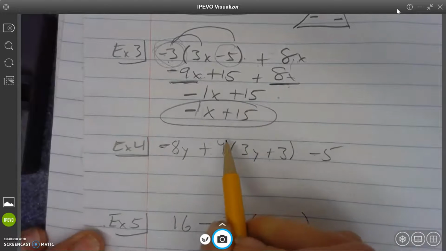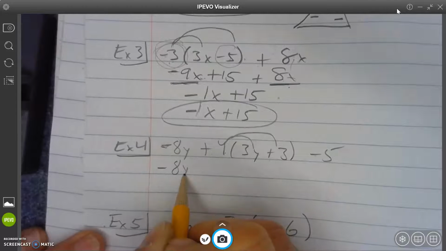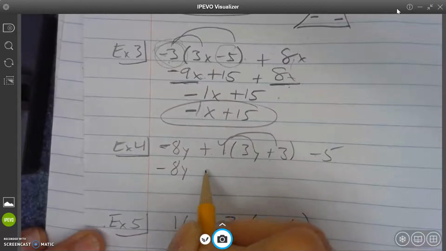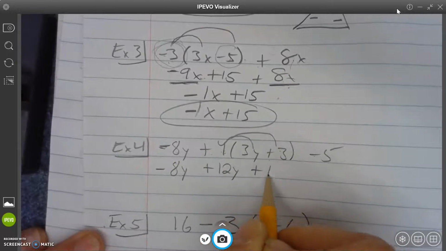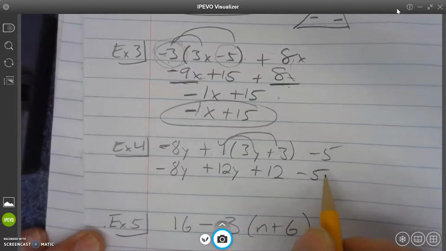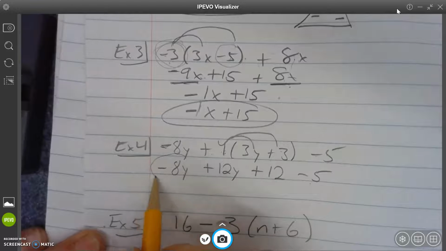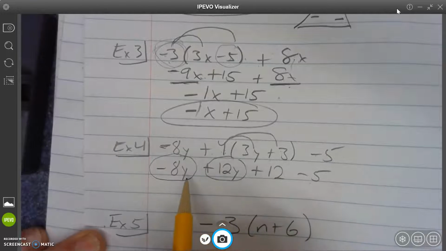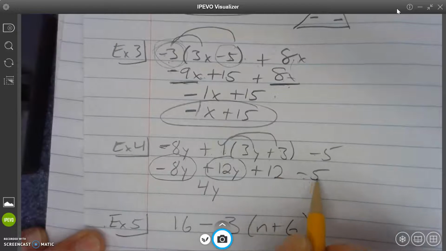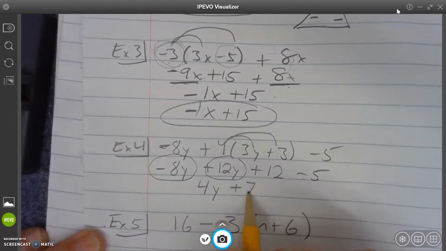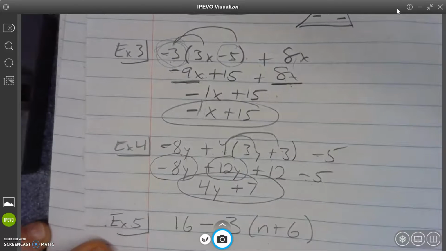All right, let's try it. So first you need to distribute. This negative 8y is not part of it. 4 times 3y is 12y. 4 times positive 3 is positive 12. And then the negative 5 was not part of the distributive property, so I'm just going to bring it down. All right, combining like terms. Negative 8y and 12y. So 12 minus 8 is 4y. 12 minus 5 is positive 7. 4y plus 7. Hopefully you got that. Good work. All right. Good job.